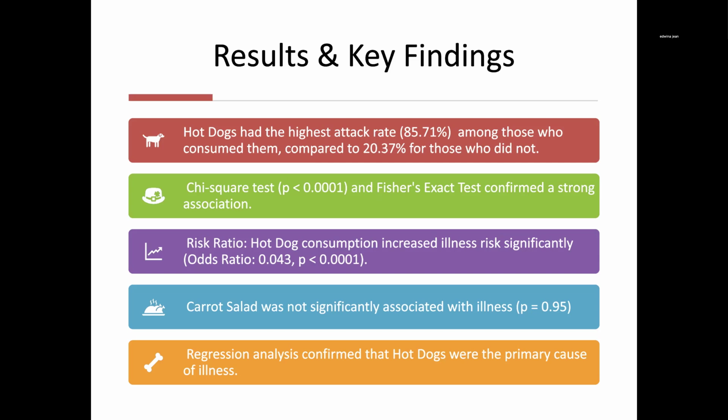Risk ratio: hot dog consumption increased illness risk significantly, p less than 0.0001. Parsley was not significantly associated with illness, as we see, p equals 0.39. And lastly, regression analysis confirmed that the hot dogs were the primary cause of illness. Case closed.